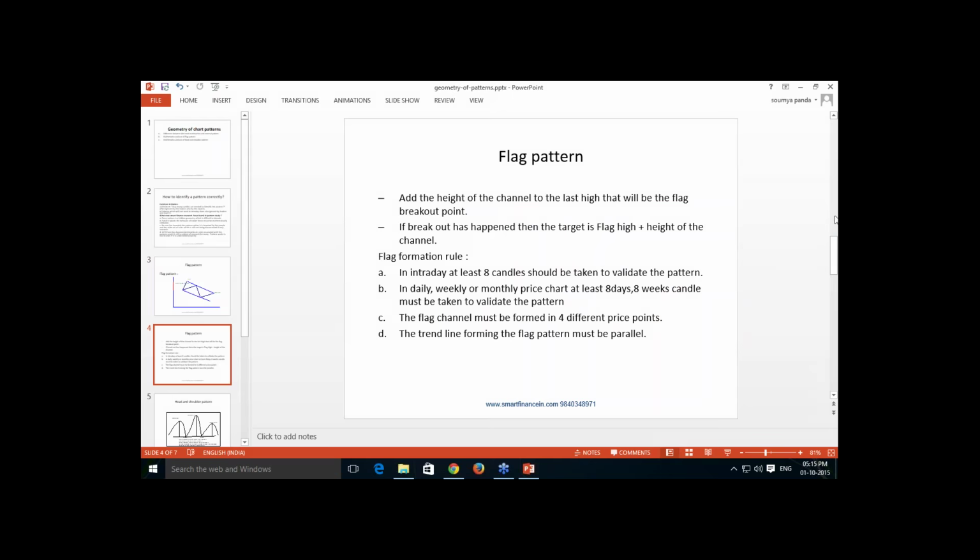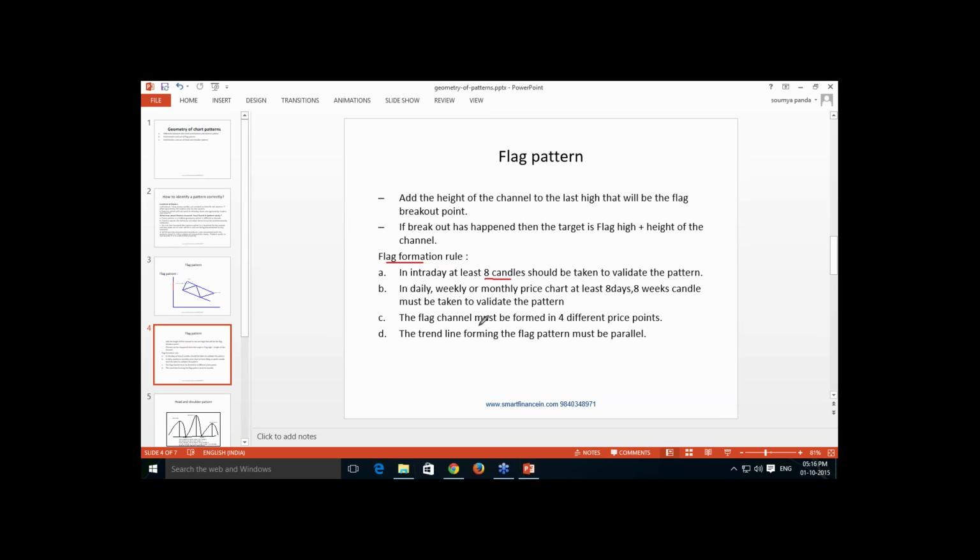What are the formation rules? What are the rules of forming the flag pattern? At least 8 candles should be utilized for forming this particular pattern, at least a minimum of 8 candles. If you have slightly more candles, it will be better. Whether you are using a 1 minute chart, 2 minute chart, or 5 minute chart, whatever it may be, for forming this flag pattern you require a minimum of 8 candles. And if you are using daily, weekly, or monthly price charts, then 8 days or 8 weeks or 8 months minimum is required.